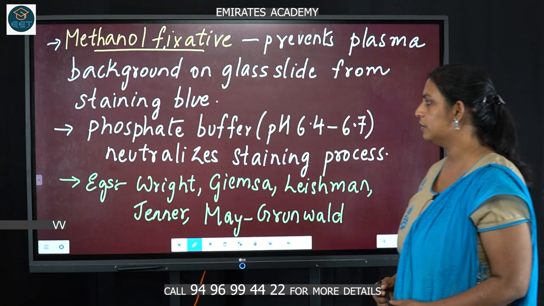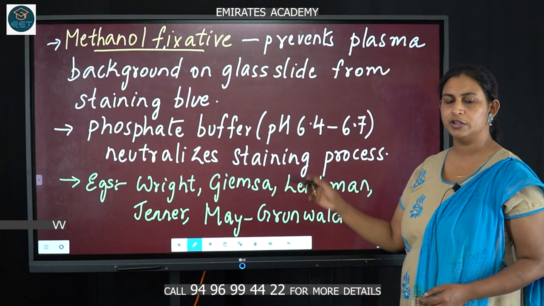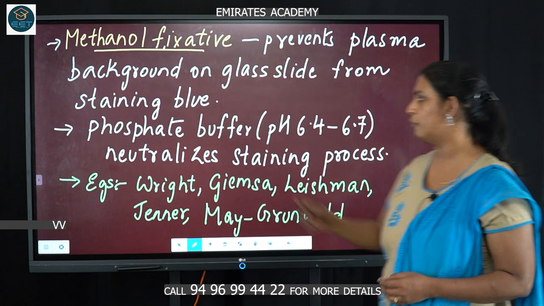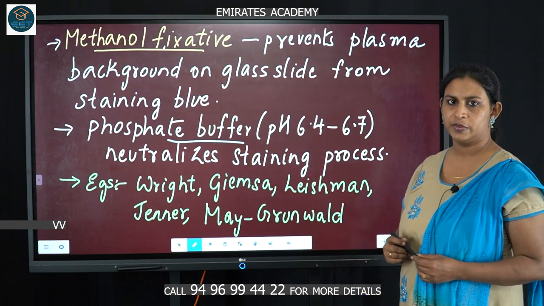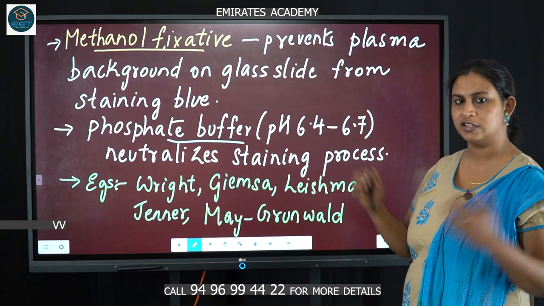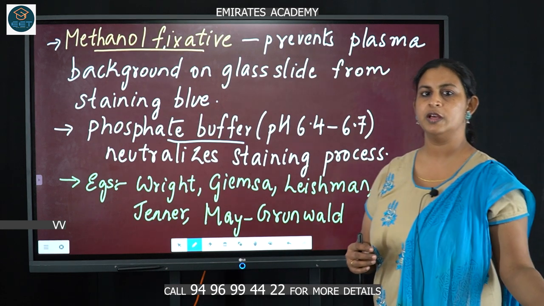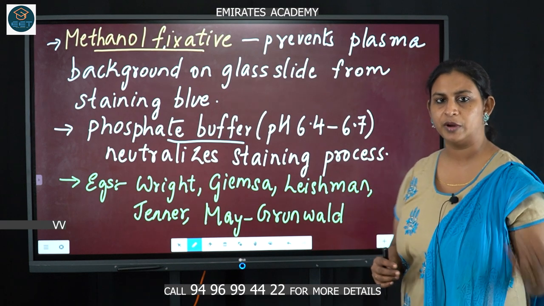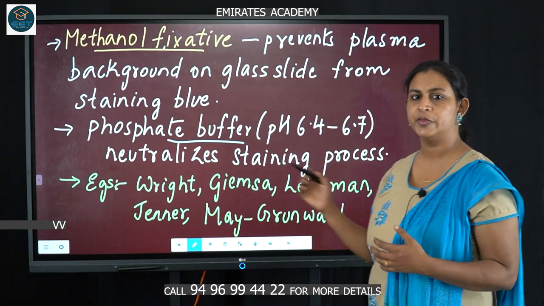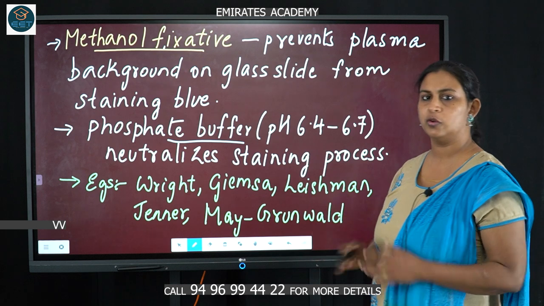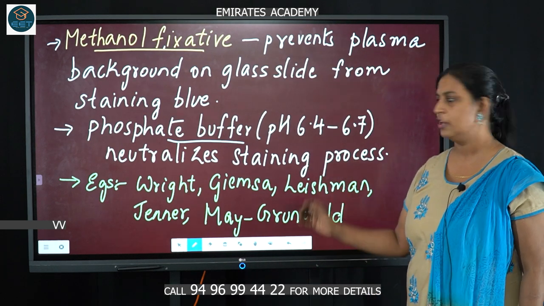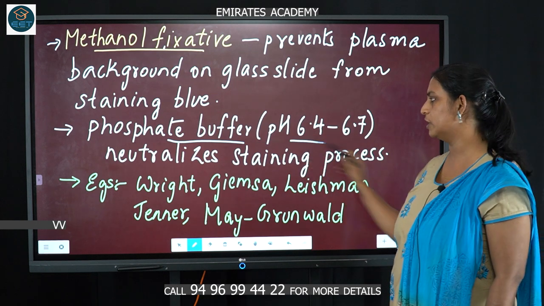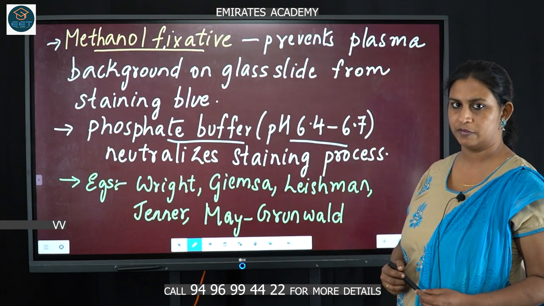Then to keep a neutral pH, we use a phosphate buffer. So this will neutralize the staining process. Because we are looking into an acidic part, we are looking into methylene blue, which is of an alkaline nature. So on the whole, we need to keep the staining process neutral. So we use a phosphate buffer of pH 6.4 to 6.7.